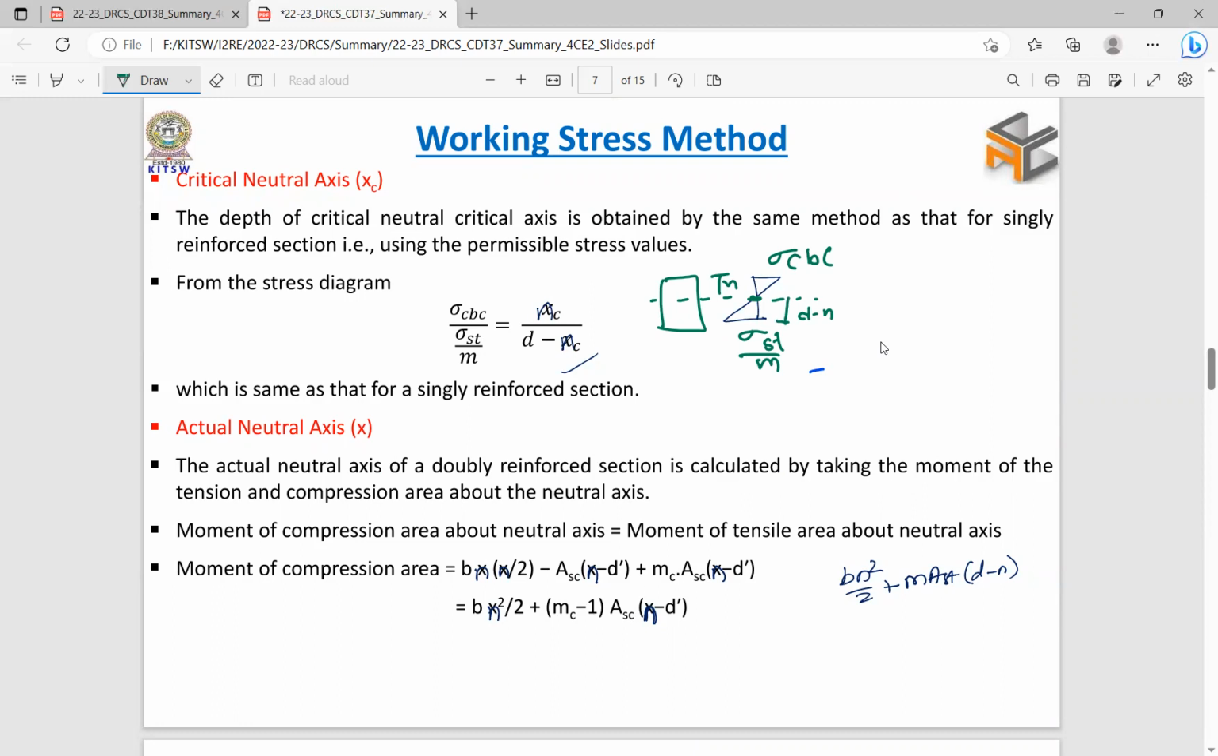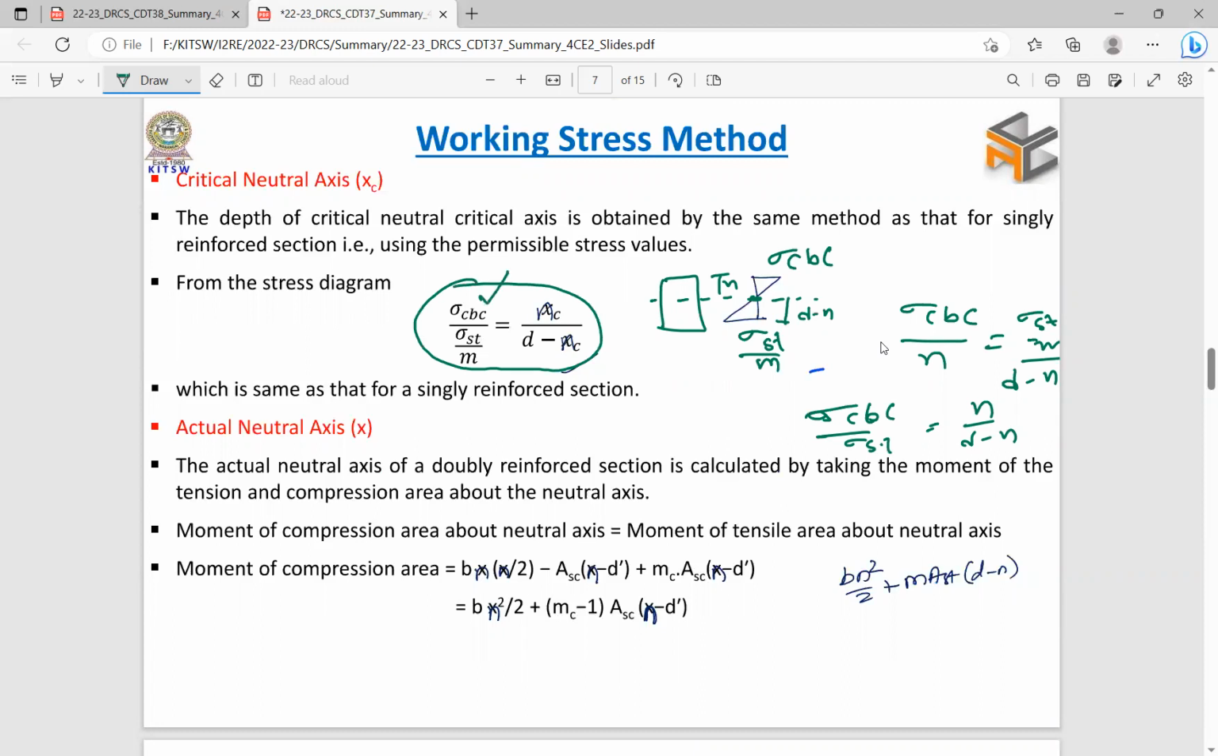So now from the similar triangles, if you write sigma cbc by n is equal to sigma st by m divided by d minus n, we can write like this. So sigma cbc by sigma st is equal to n by d minus n. So this is your stress diagram. From this, if you know the stress in concrete, you can calculate stress in steel, right?